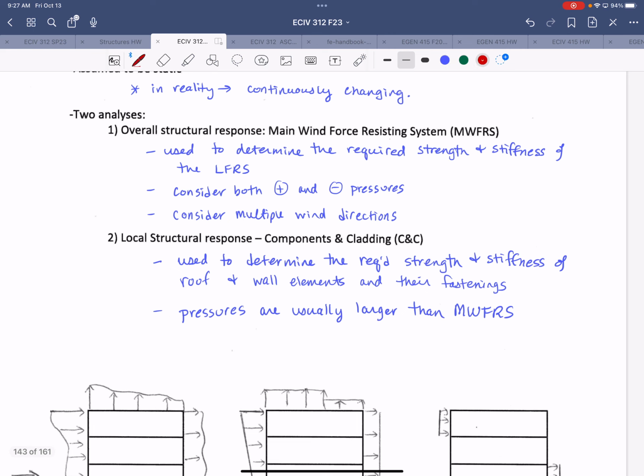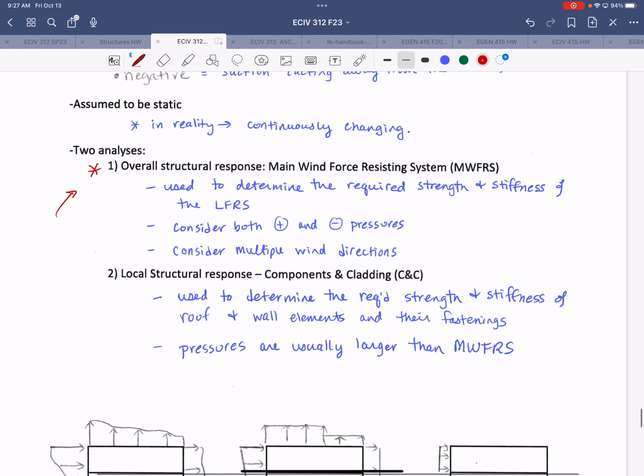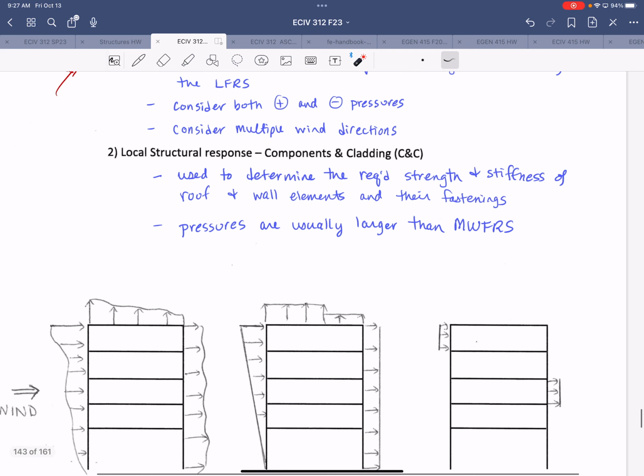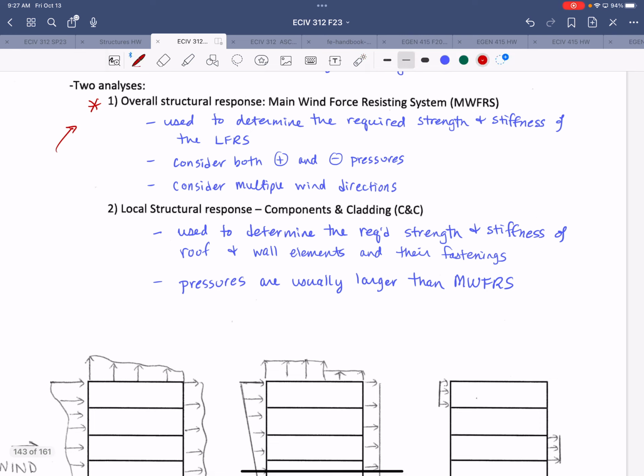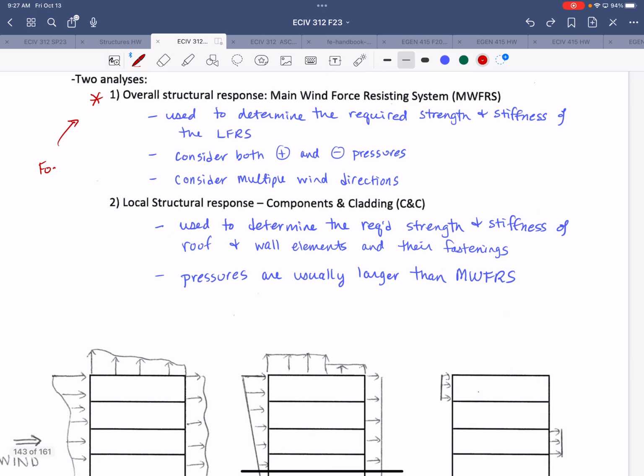Now in this class, we are going to focus on the main wind force resisting system analysis. The only thing you need to know about components and cladding are the two items noted down here, right? And then the comments associated with the sketch there, right? So the conceptual application of it. So let's say that's the focus.